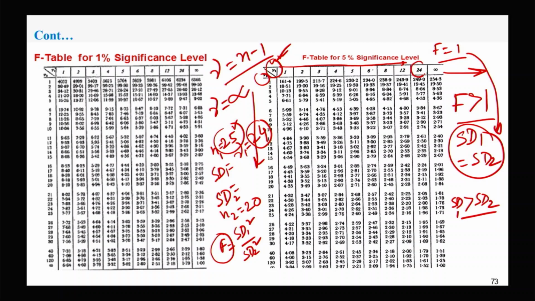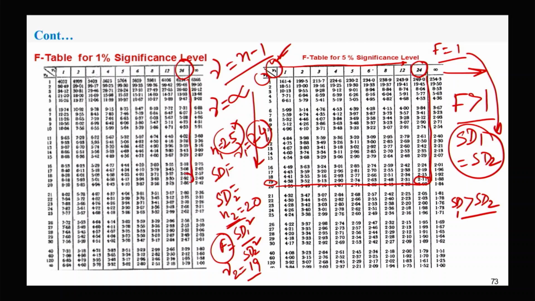So we have to check for 24, and for 99% level, 1% significance level, this column we have to take. We have set the column. Now the row we have to set. Which row? SD2, N2 is 20, that means 19. So we go up to this, and here 2.11 is the value as per the table, and here it's 2.42 something.